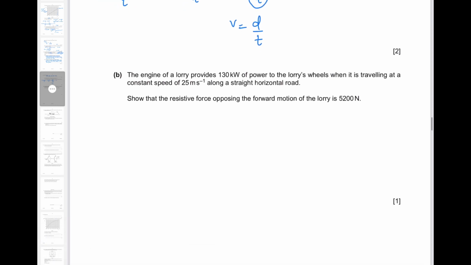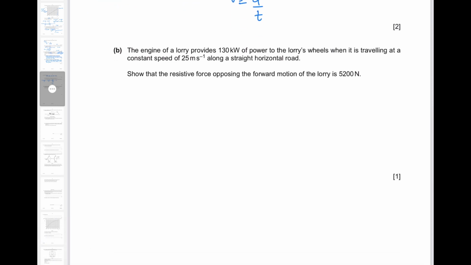B. The engine of a lorry provides 130 kilowatts of power to the lorry's wheels when it's traveling at a constant speed of 25 meters per second along a straight horizontal road. Show that the resistive forces opposing the forward motion of the lorry is 5200 newtons.